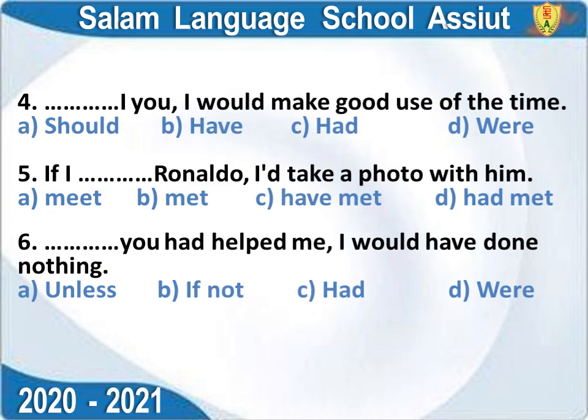Now it's your turn. Think and decide. Number four. The answer is, were you? Were you means if I were you. Number five. Of course, if I met, letter B. This is the form of the second conditional. The last one, space, you had helped me, I would have done nothing. Of course, unless you had helped me.